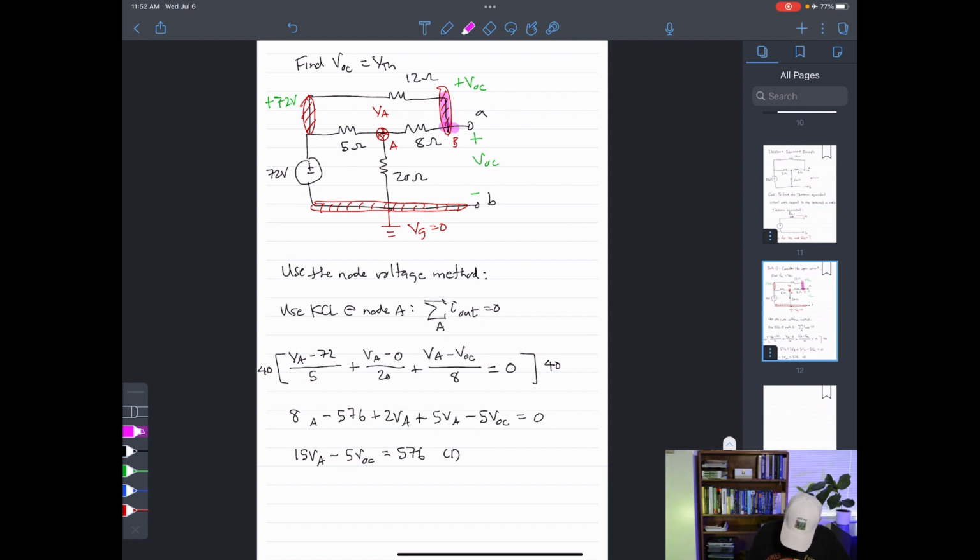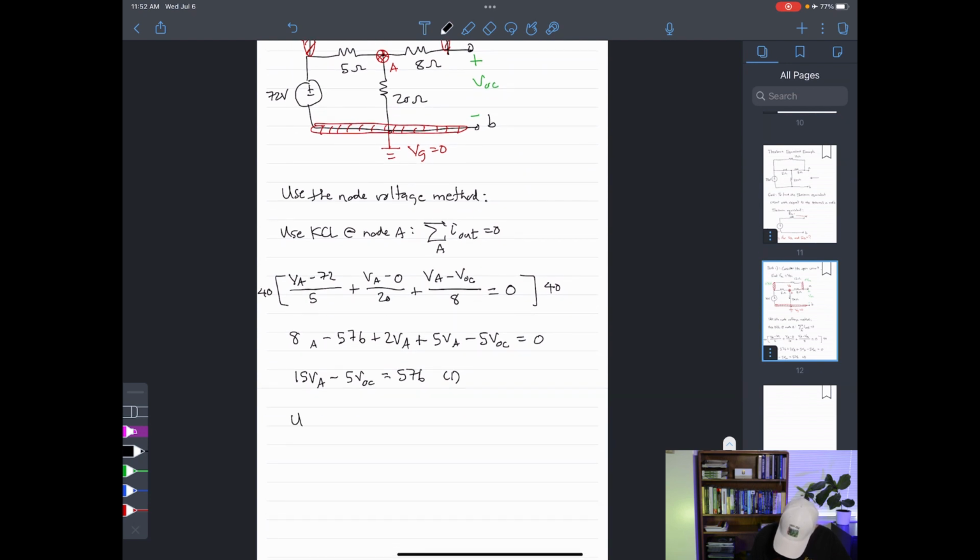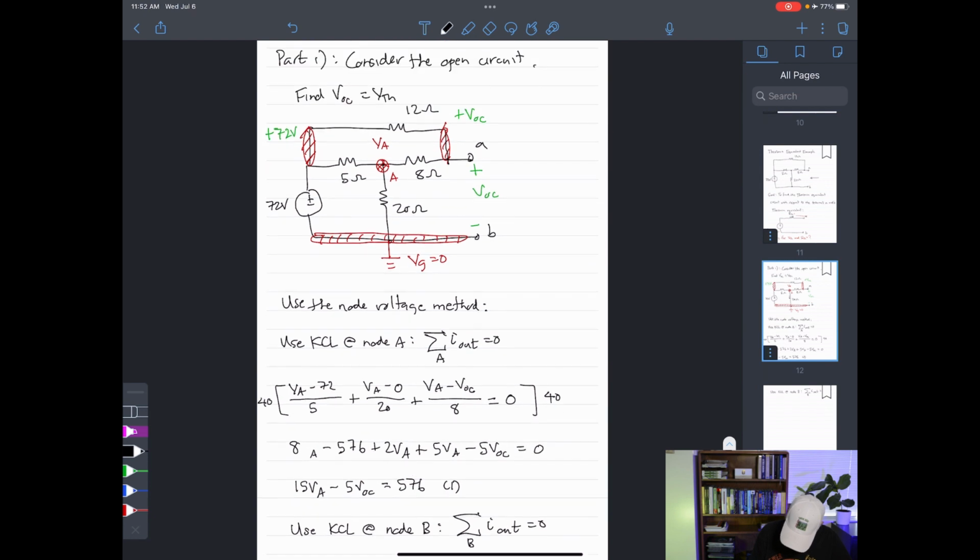So here, let's go ahead and do that. I'm going to use KCL at node B now. So the sum of the currents flowing out of this node must add up to 0. Now notice that at this node there are a total of 2 components. So when I set up my system, it's going to be a sum of 2 components.